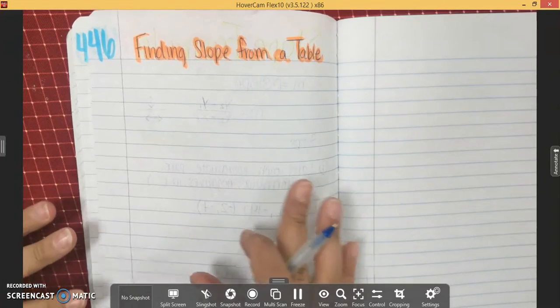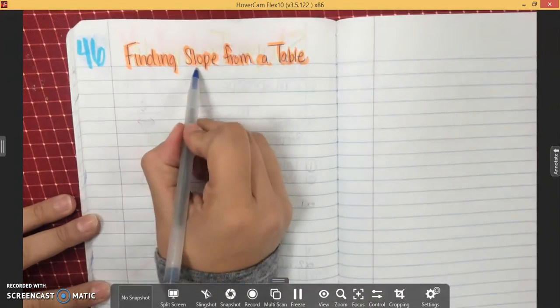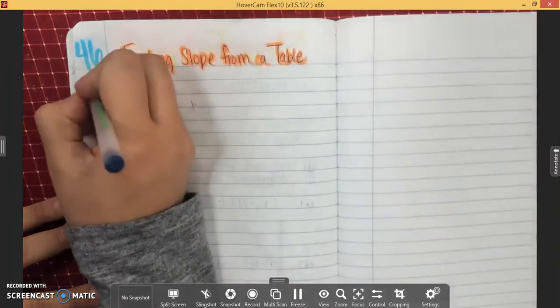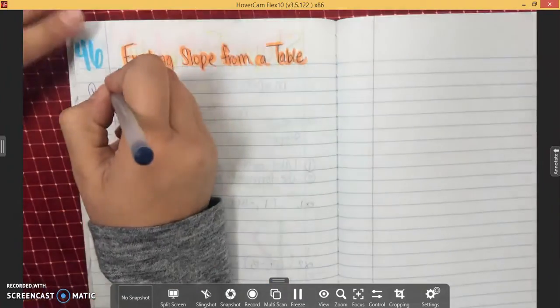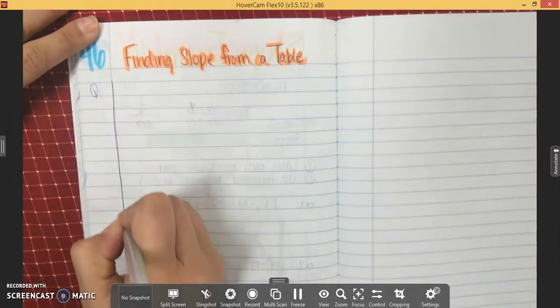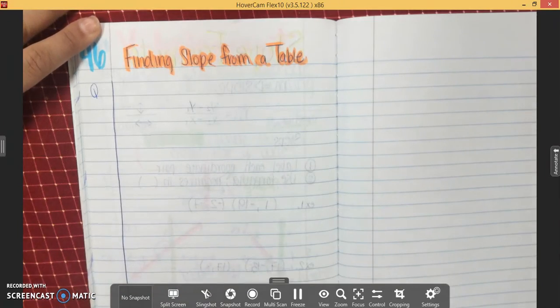Hello guys, today our lesson is going to be on finding slope from a table. Remember, we're trying to use Cornell notes, so if you have any questions while you are watching the video, go ahead and write them down on the margin.